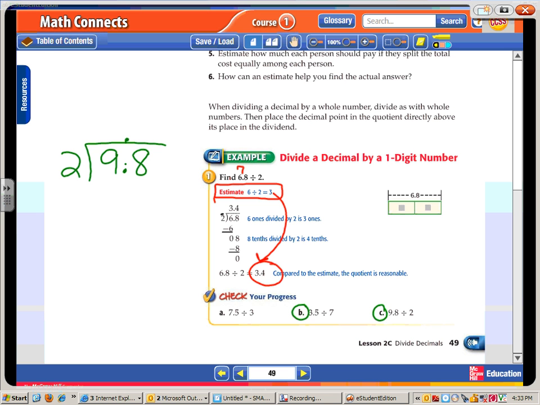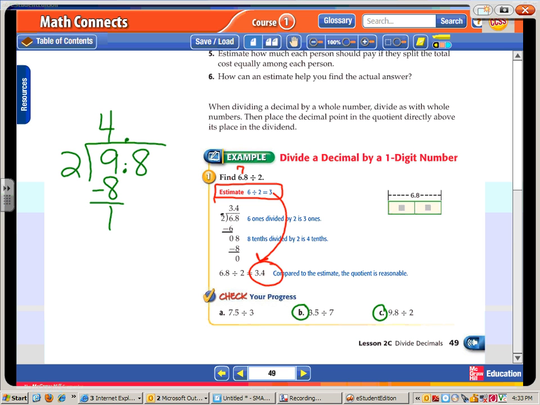I know with my math facts that I can't divide 9, but I can get certainly close, and that's by giving everybody 4, because 4 times 2 is 8. So I've given out 8 flats, or 8 wholes. That means I have 1 flat left. 2 groups can't do anything with that 1 flat.